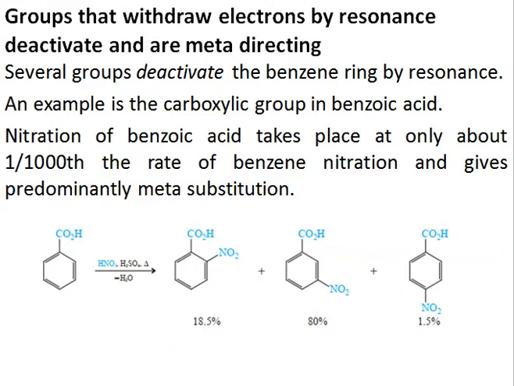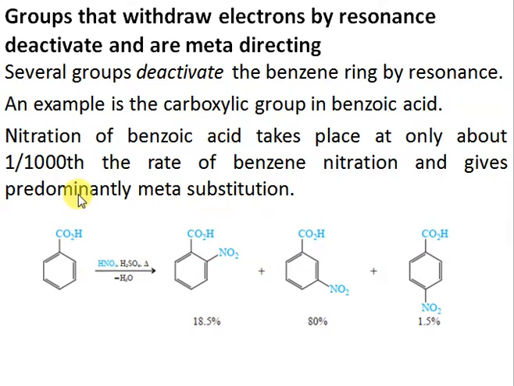So the next category is the groups which withdraw electrons by means of resonance. Whatever groups withdraw electron density by means of resonance, they decrease the rate of the electrophilic substitution reaction, meaning they will deactivate the benzene ring, and they are meta directing, right? There are several groups which deactivate the benzene ring by means of resonance. For example, the carboxylic acid group, right? The carboxylic acid group deactivates the benzene ring because it withdraws electron density, so it becomes difficult for the electrophile to approach the benzene ring.